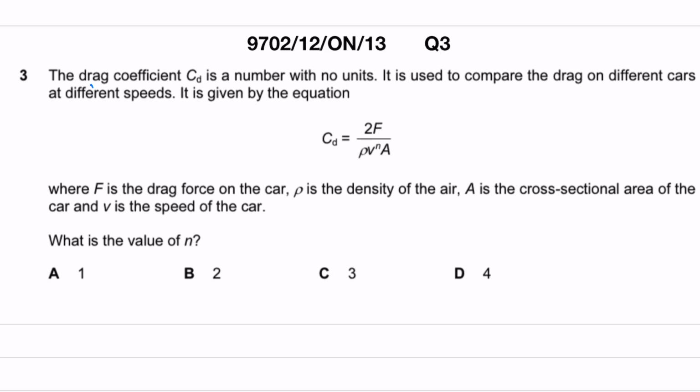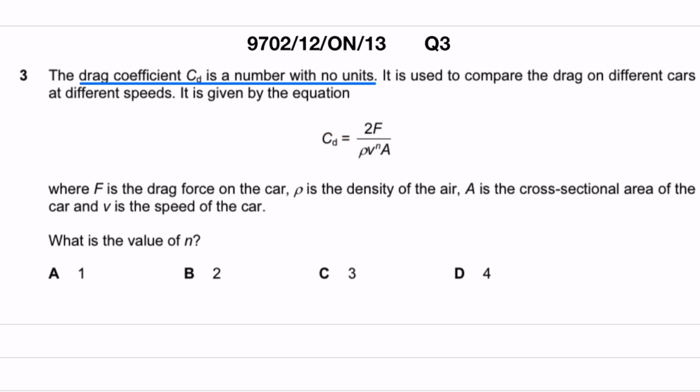They say the drag coefficient CD is a number with no unit. Now, the first thing is very important. They say a number with no unit. This means that CD won't have any unit because numbers do not have units. So what we will do, we will put 1 instead of this. Okay, this is the first thing.